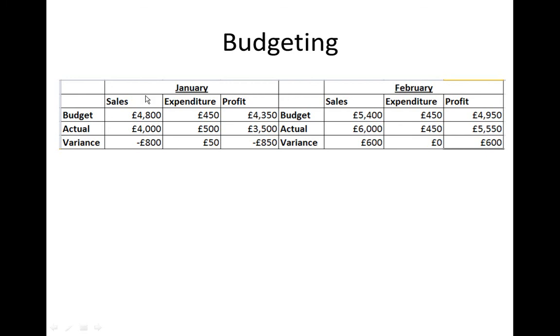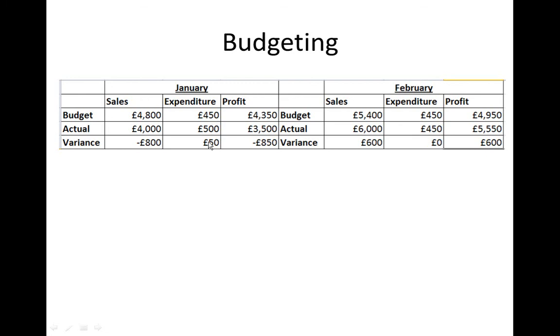Okay, well, when we apply that in business, we can use it not only for spending but for sales and profit as well. Basically we say this is what we would like to achieve. We compare that to what we actually have achieved, and then we can calculate our variance. So for a budget for sales, we'd be looking at what value of sales we would like to get in January. We would like to get 4,800. We actually got 4,000. So we were £800 down in terms of our sales in January.